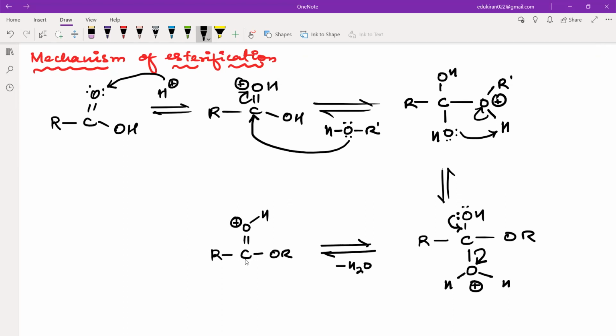Now the acid that was used as catalyst will be taken away. Minus H plus, and we are going to get an ester, OR dash. This is our ester. So please write this mechanism.